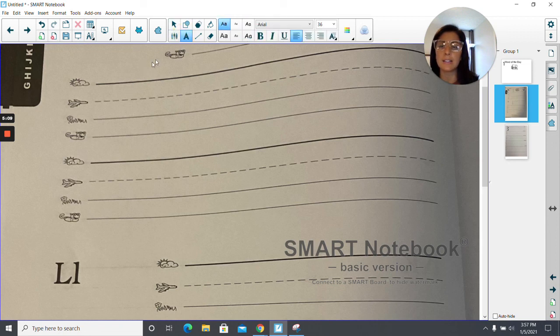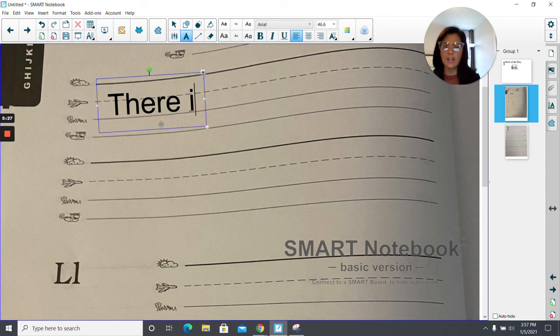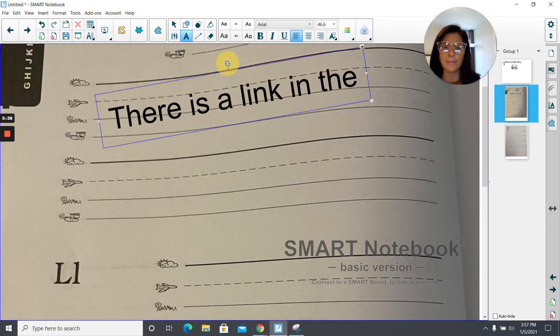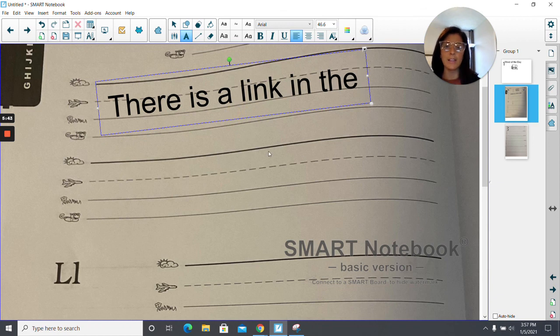I'm going to type this sentence just so I'm not taking forever writing for you boys and girls. So there, capital T-H-E-R-E, there. And my page is a little bit tilted from the picture I took, so I'll try and keep it as straight as I can. There is a link in the, let me tilt this a little bit. That's about the best it's gonna get. There we go. There is a link in the, and then last word is fence.